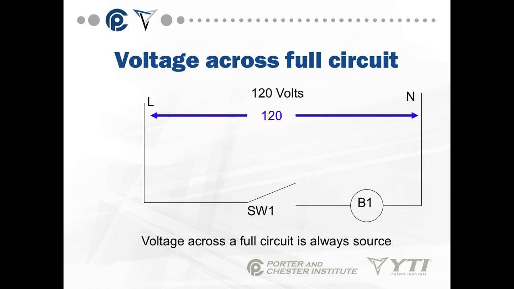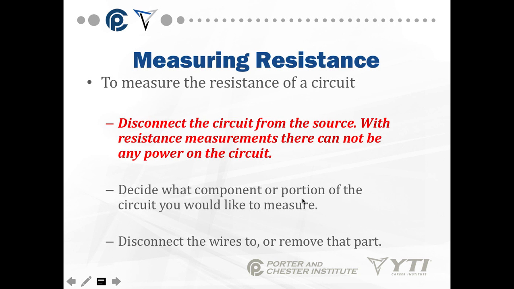The voltage across a full circuit, regardless of whether the switch is open or closed, is always source. That is because if it's a closed switch, you're really taking a measurement in parallel with the load. If it's an open switch, you're taking the measurement in parallel with the open switch.